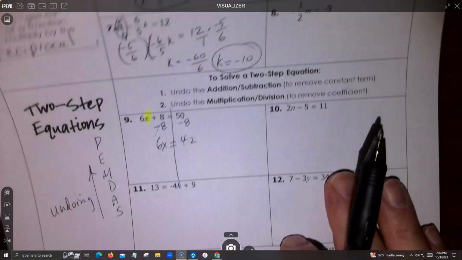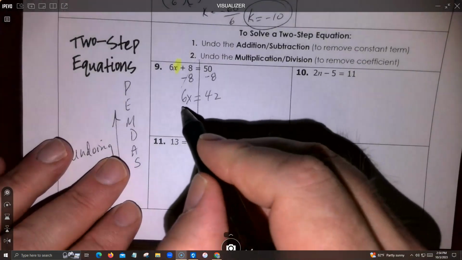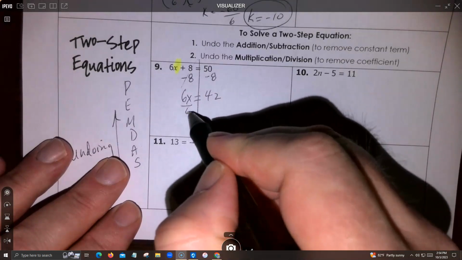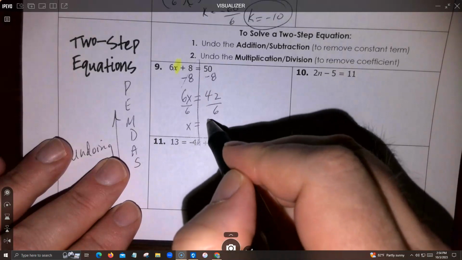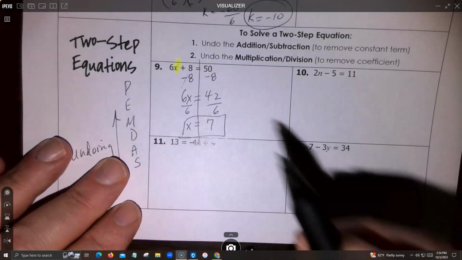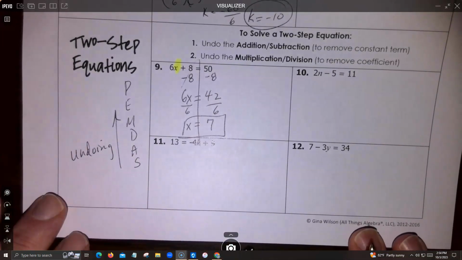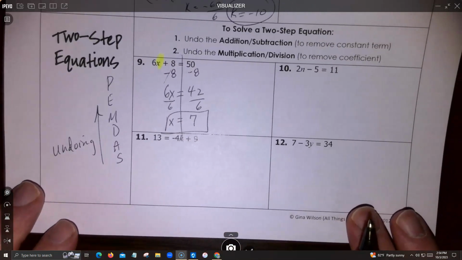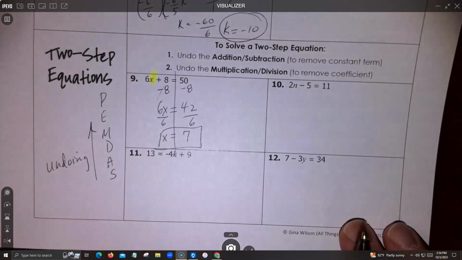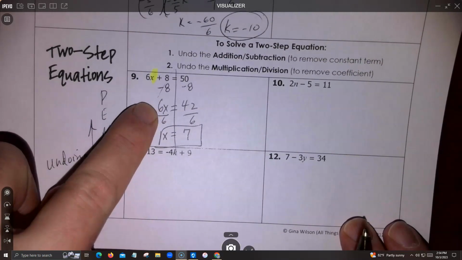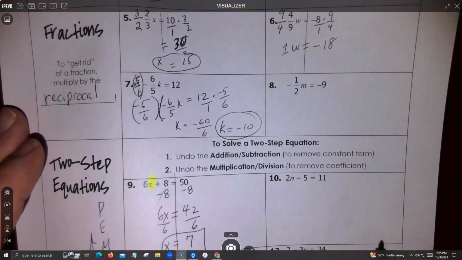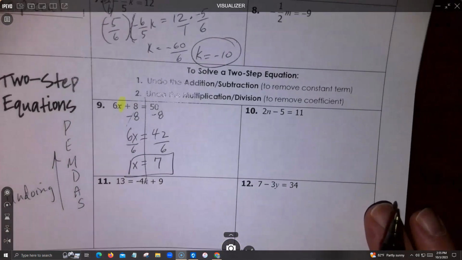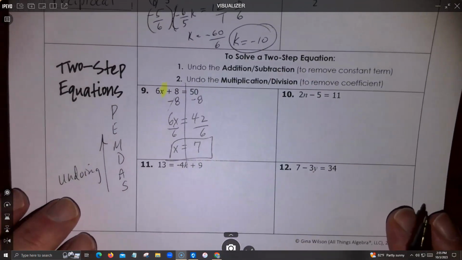So this is a multiplication problem, so I'm going to use division to get rid of it. So once I do that, 42 divided by 6 is 7. And I'm done. The two-steppers really aren't too bad. It's just that you're doing 2 steps. So you took 2 steps to get to the answer, where all of these only took 1 step each. All right, so I'm going to do some tricky ones.